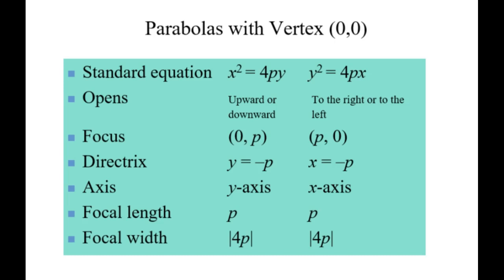Now that we have all this information organized, we're going to go through an example that requires us to find the equation of a parabola when we're given some of these pieces of information. So the example, find an equation in standard form for the parabola whose directrix is the line x equals 3 and whose focus is the point negative 3, 0.